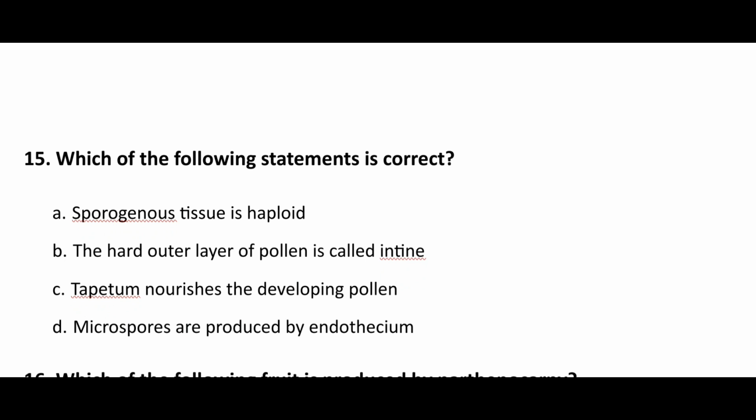Then question number 15, which of the following statements is correct? Option A is sporogenous tissue is haploid. No, sporogenous tissues are diploid in nature. The hard outer layer of pollen is called intine. No, it is exine. So it is also an incorrect statement. Option C, tapetum nourishes the developing pollen. Yes, it is the correct statement. So tapetum provides nourishment to the developing pollen grain when it is inside the pollen sac.